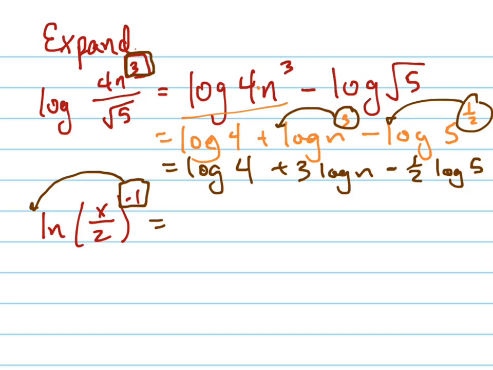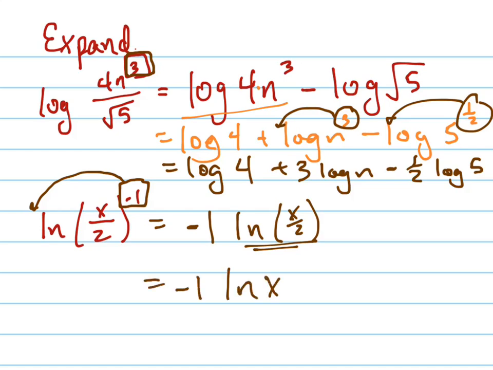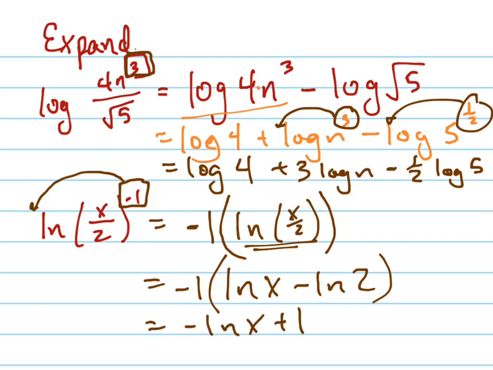I don't have to, I could distribute it if I wanted to, but I'm going to bring that -1 down to the front times the natural log of x over 2. And now that thing right there can simplify to the natural log of x minus the natural log of 2, but you need to make sure you put parentheses around it because after all that -1 is out front of that whole thing. And now I can distribute the negative in, natural log of x plus the natural log of 2.